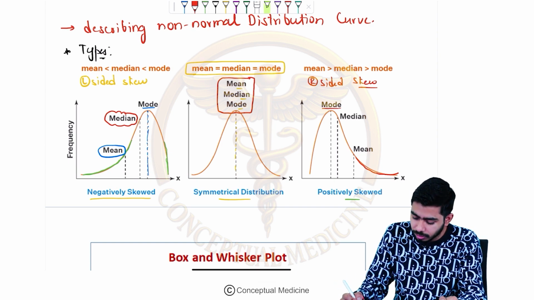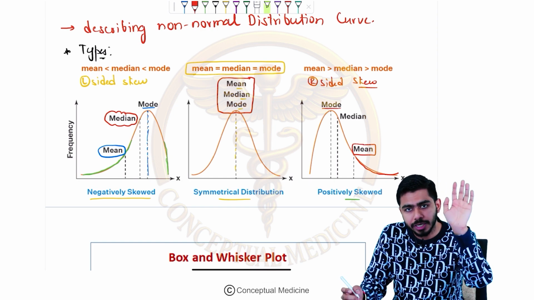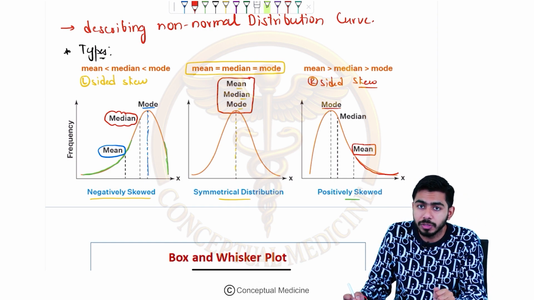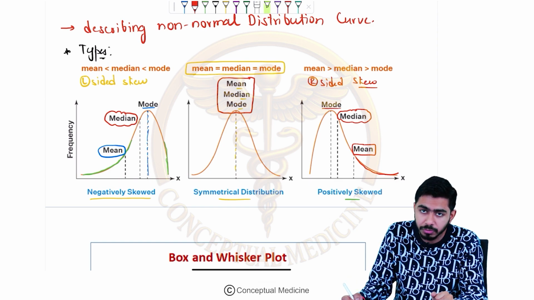So this will be called the right-sided skew, right? And here obviously, towards the tail, who will be going? Mean will be going towards the tail, mode will be residing at the center, at the top only, and between the mean and mode, what will be there? Median. So median will be present between the mean and mode, right?